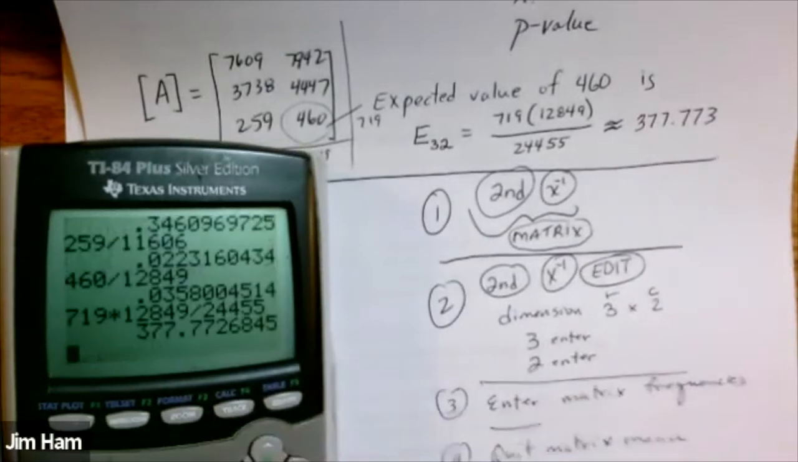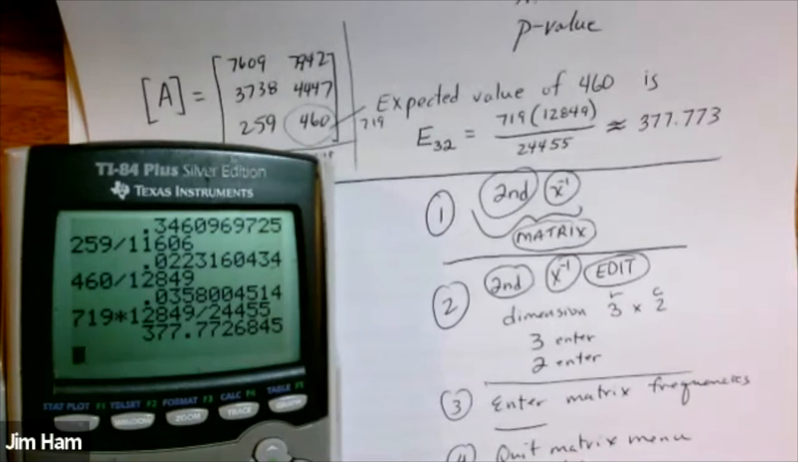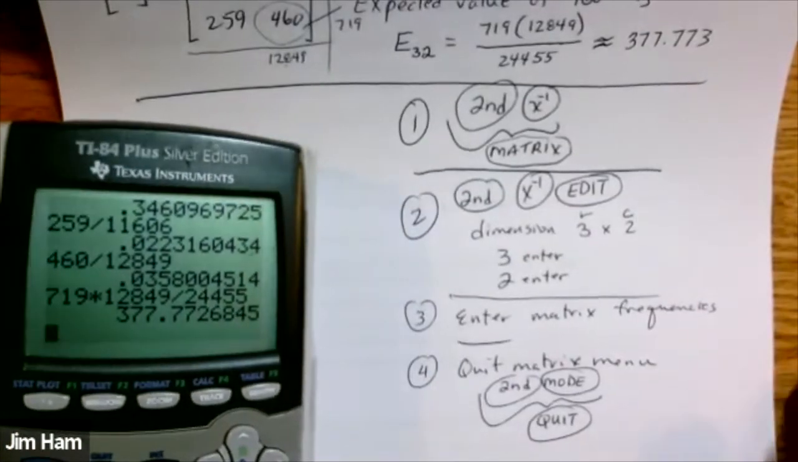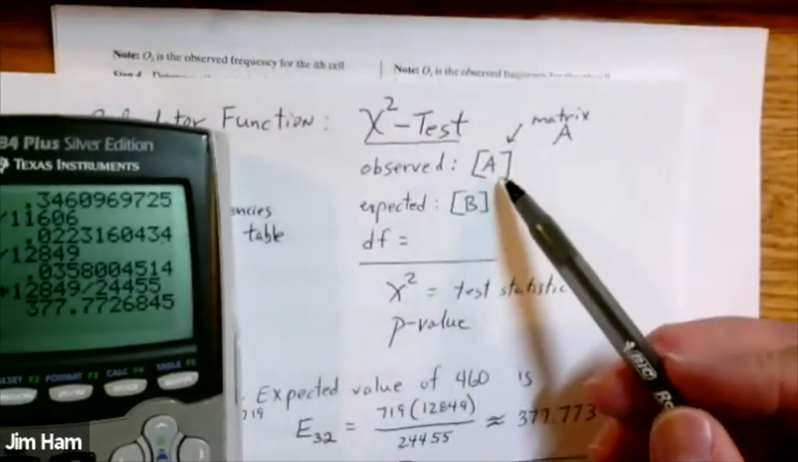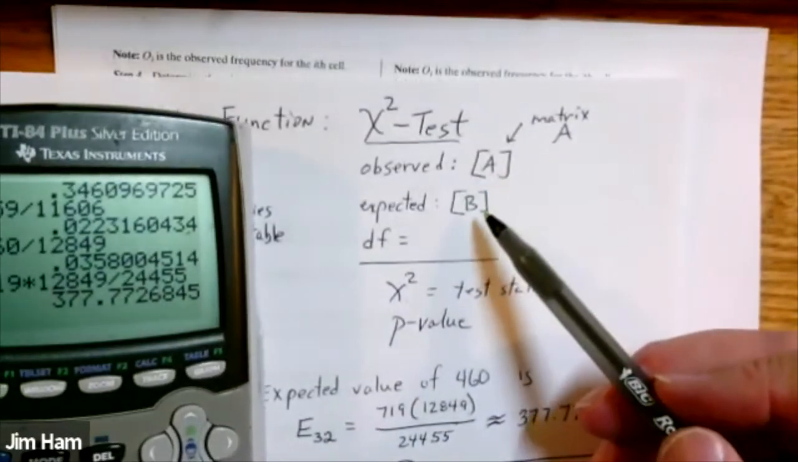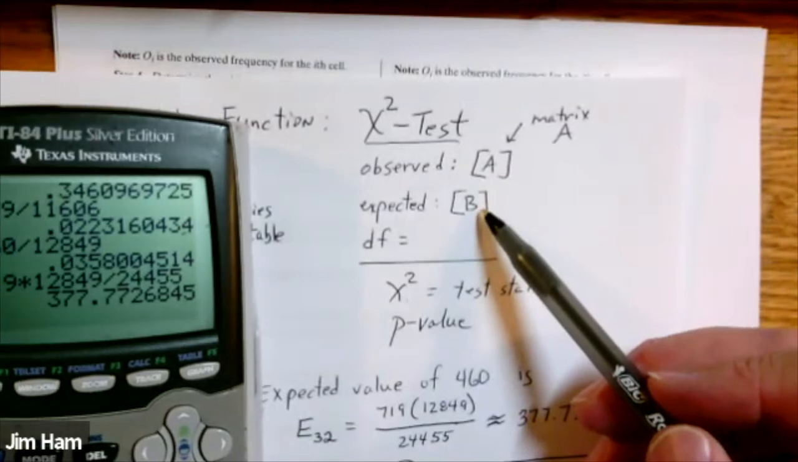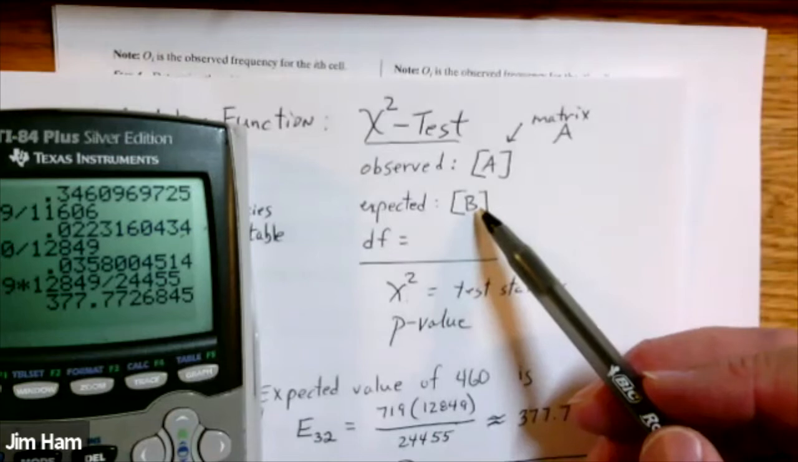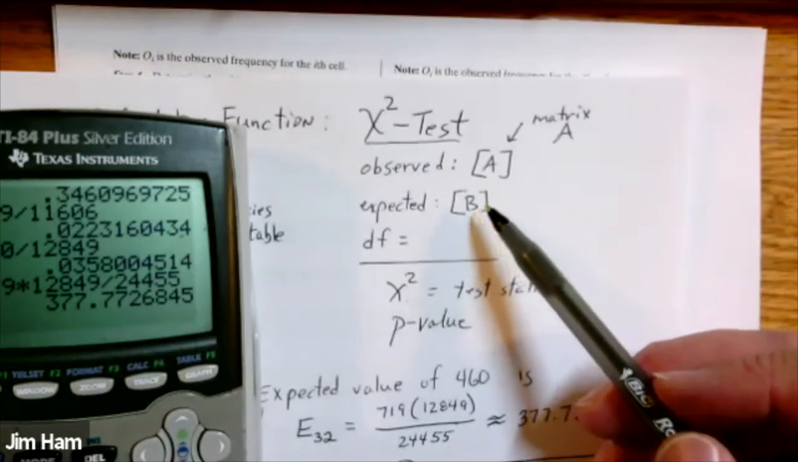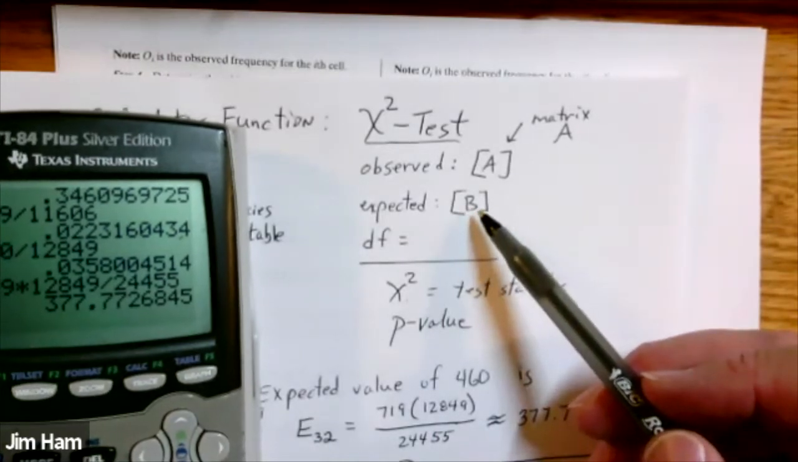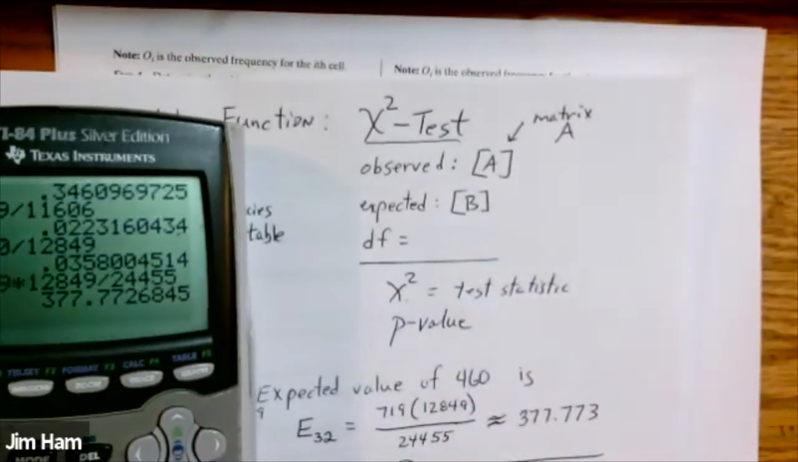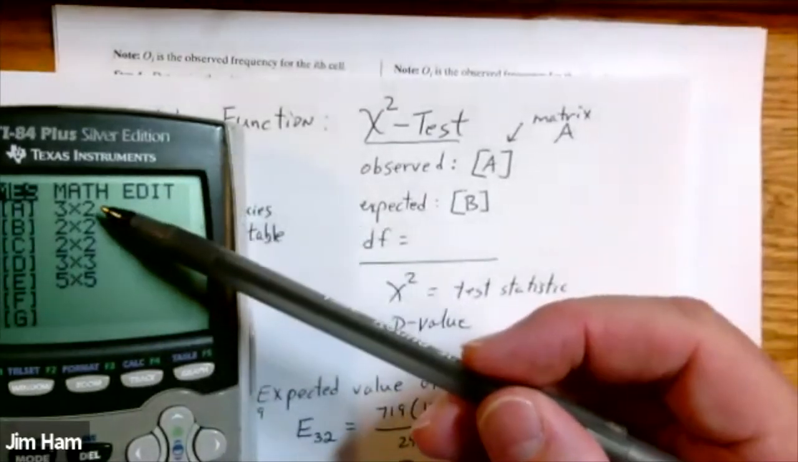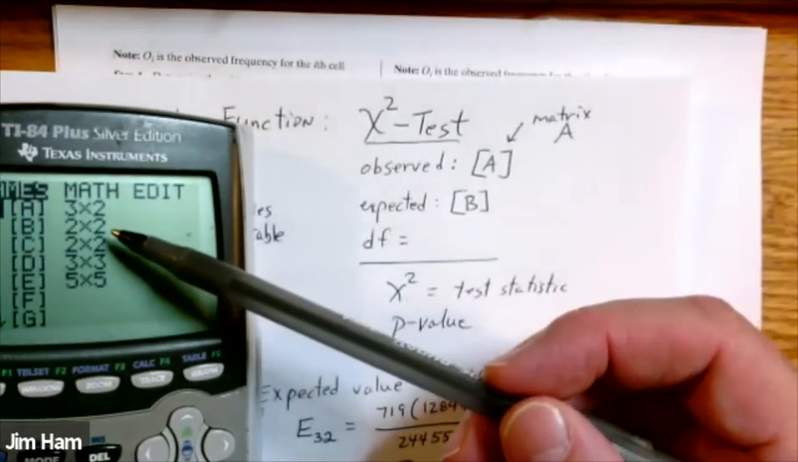And you can do that by hitting the second key and then the mode key. Together they represent quit. Okay, there we are. Now we have to enter the observed values in matrix A, and then we have to enter the expected values in matrix B. However, since the calculator has all the information that it needs to calculate these expected values, you don't actually have to calculate them by hand and enter them yourself into matrix B. So I do want to show you my screen here. Notice that my matrix A is a 3 by 2 matrix and matrix B is a 2 by 2 matrix.